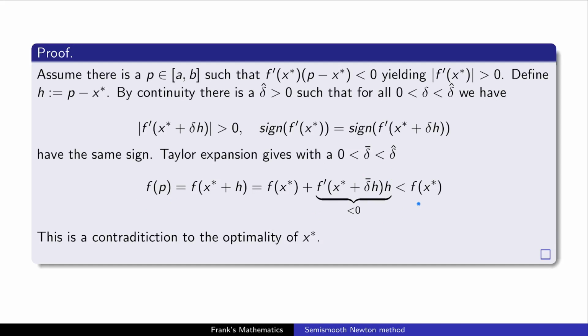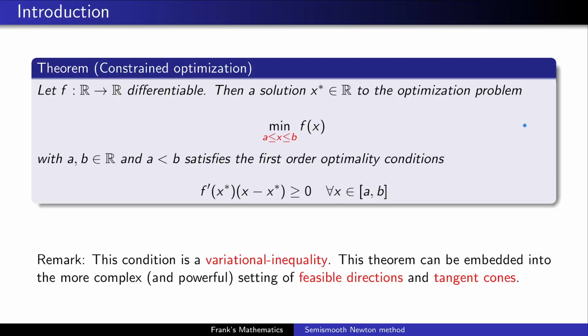And again, of course, this is a contradiction to the optimality of x star. So here you can see again our theorem, which we just proved. As I told you, of course, this can be put into a more general setting. The condition you can see here is actually a special case of a so-called variational inequality.